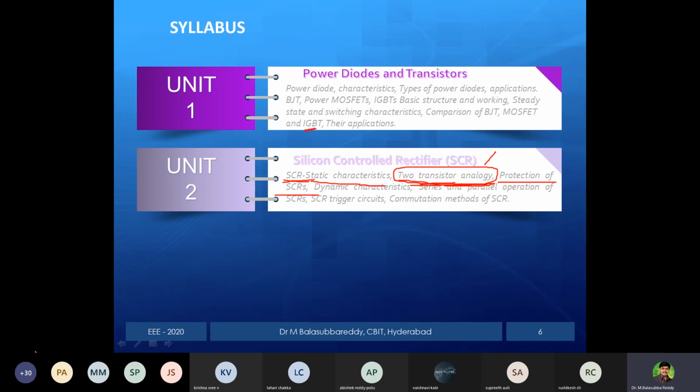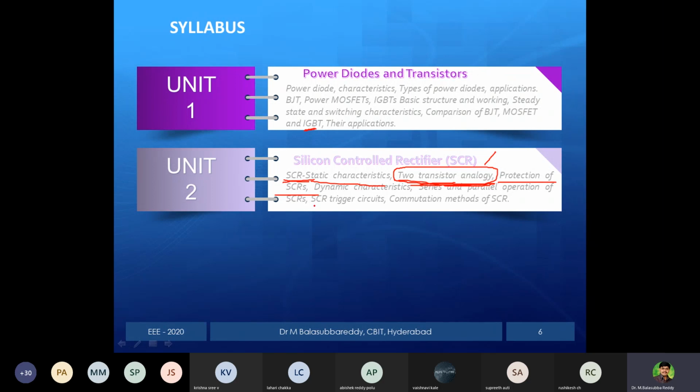Here also, for a device like an SCR, once we use the device in the circuit, we must use protection. That includes dI/dt protection, dV/dt protection, and snubber circuit protection. All these protections we also need to discuss in this.